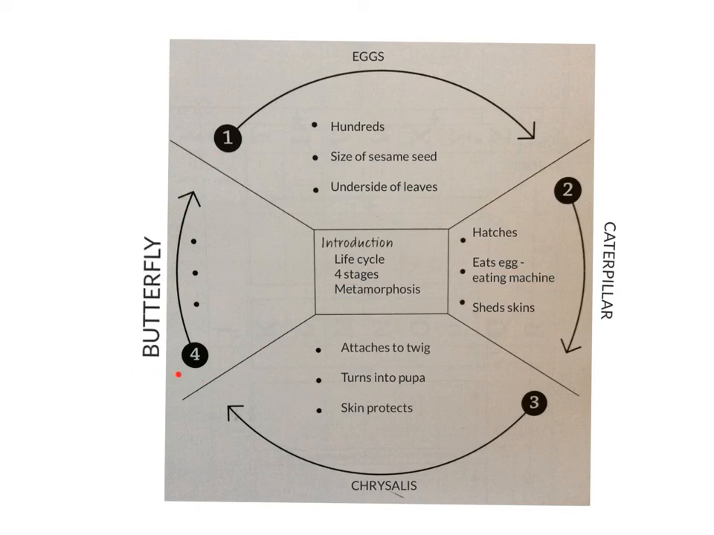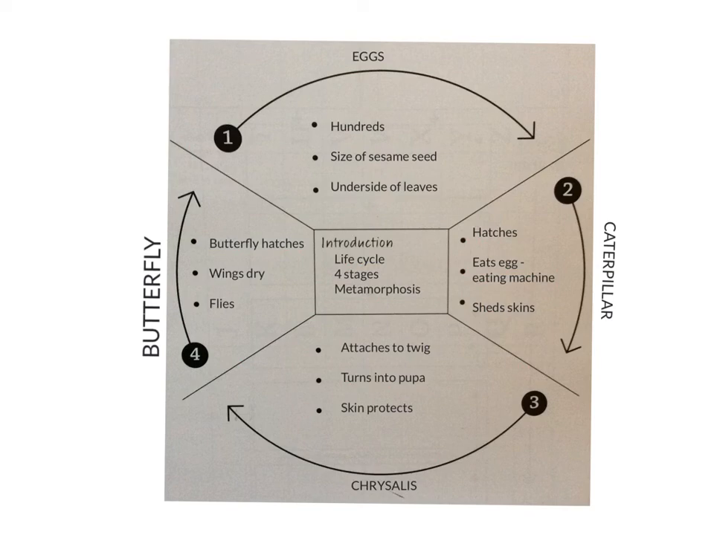Now I'm going to think about the last part of the life cycle, which is the butterfly, and I need to again think of details about this stage. So my details here are that the butterfly hatches, its wings dry out, so it stays there for a while until its wings dry, and then it flies away. And then of course the life cycle all starts again with the butterfly laying hundreds of eggs.